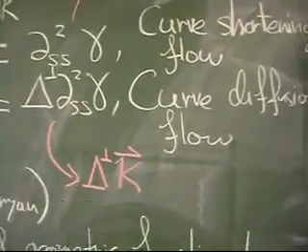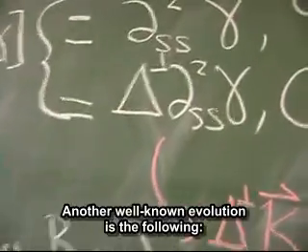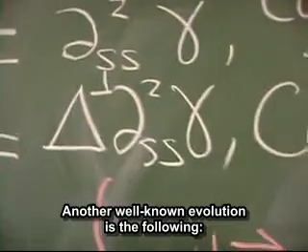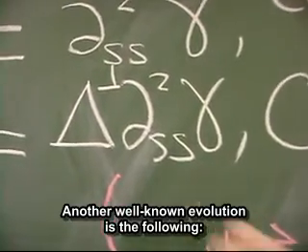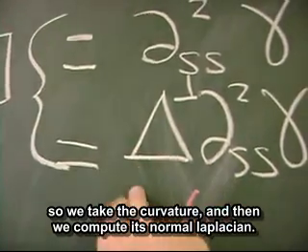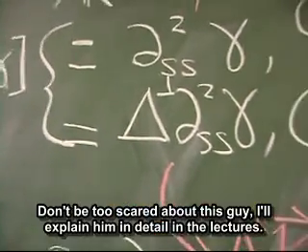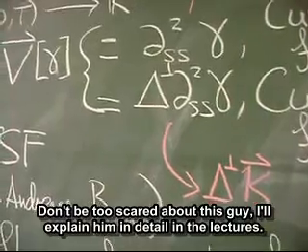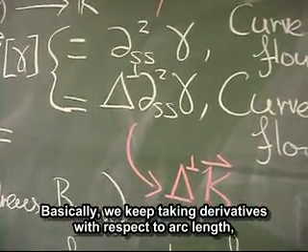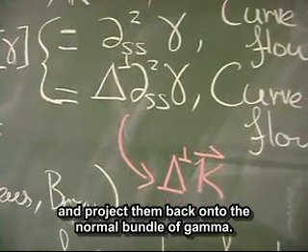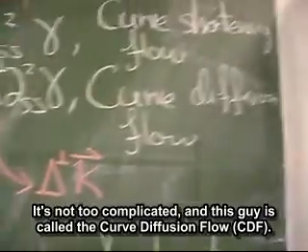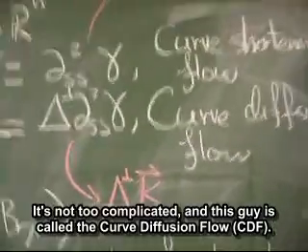Another well-known choice for V is the following. We take the curvature, and then we compute its normal Laplacian. Don't be too scared about this, I'll explain it in detail in the lectures. Basically, we keep taking derivatives with respect to arc length of the curve and project them back onto the normal bundle of gamma. This is not too complicated, and it is called the curve diffusion flow.